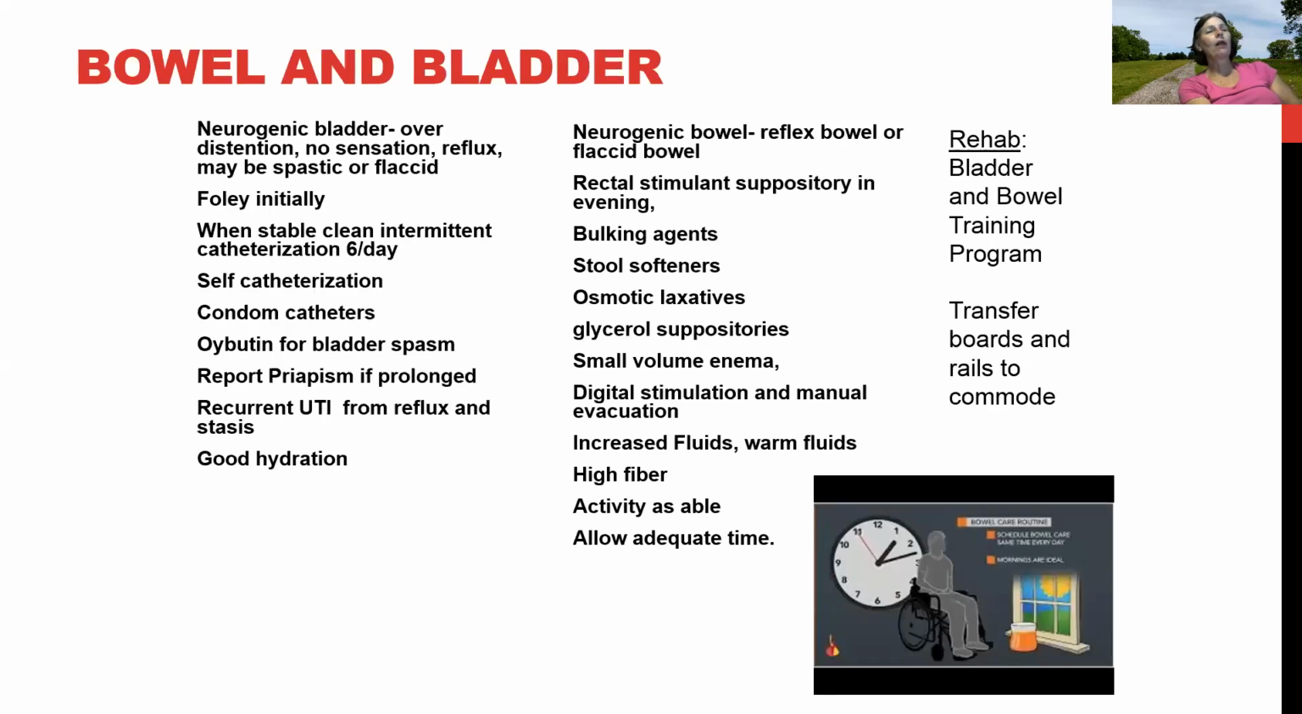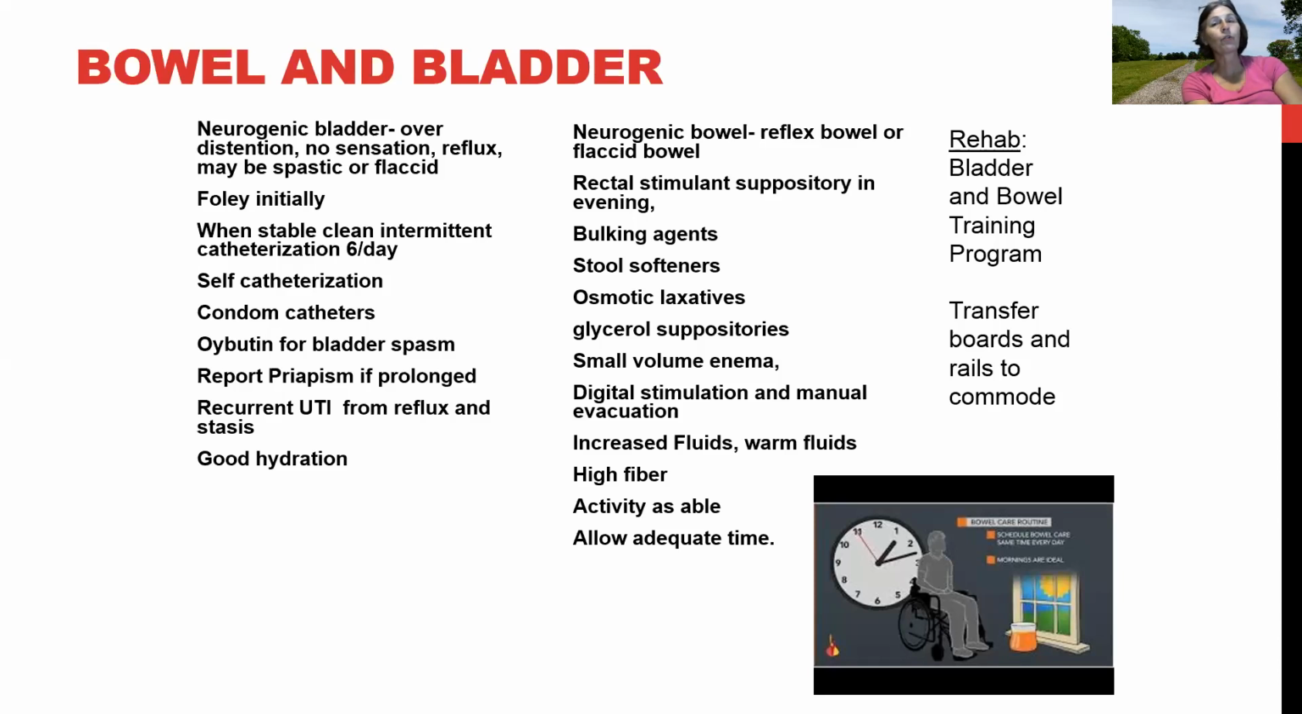All right, bowel and bladder training. These patients have to learn to reuse their bowel and bladder. You've got a neurogenic bladder. Usually they have an over-distended bladder. They don't have the sensation of when they need to go. So they get reflux up into the ureters, and often they'll get recurrent urinary tract infections.